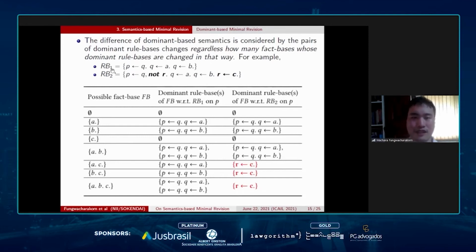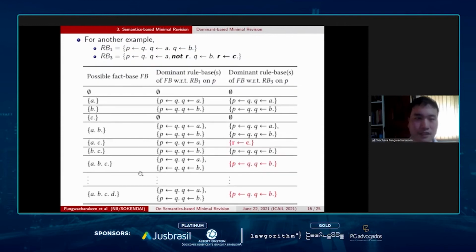So for the example of RB1 and RB2, we get that there are three patterns that have been changed, as shown here in the first three rows. For another example, we have RB3, where the second "not R" is added in the second rule. We get that only two patterns have changed. One is the pattern corresponding to the fact base AC, and another corresponds to the fact base ABC.